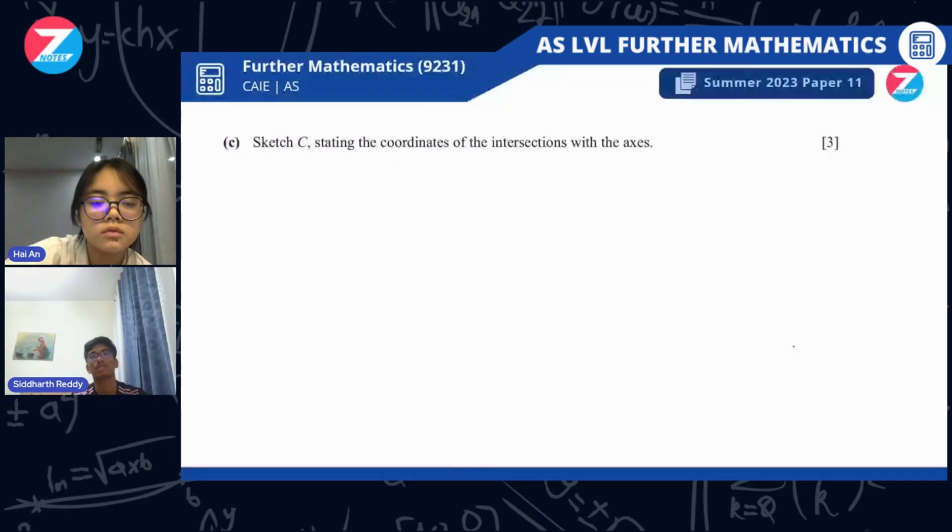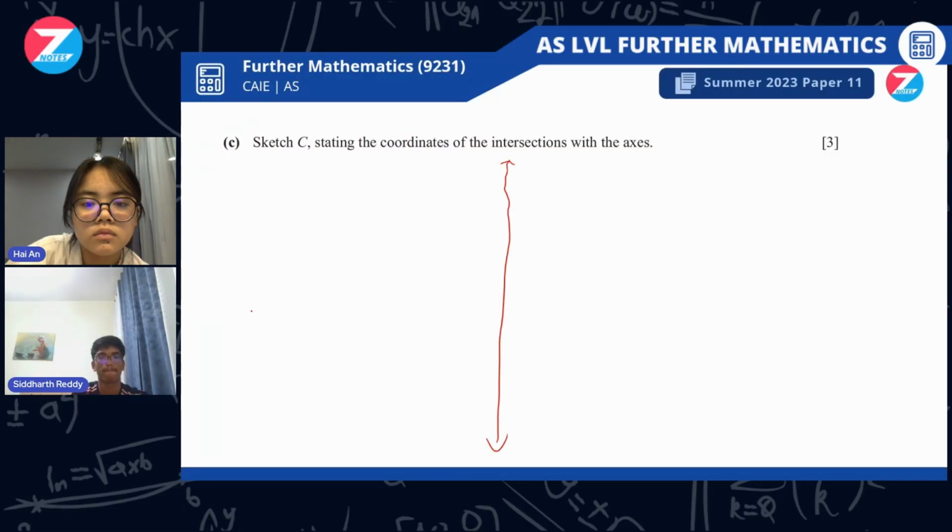Sketch C, stating the coordinates of the intersections with the axes. So we know that there is one asymptote at x is equal to 2 and another one at y equal to x plus 4.